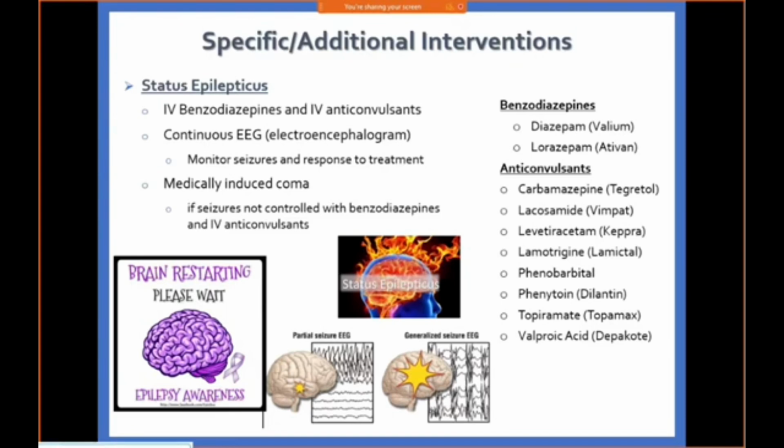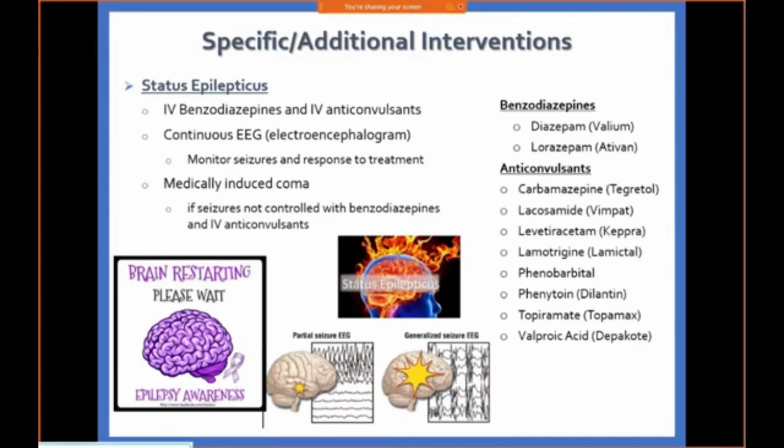And this is where they will coat their brain with electrodes and actually be monitoring the patient for about 24 hours during and after that status, measuring their brain waves to see what's going on with that patient. If they cannot control the seizures with benzos and anticonvulsants, they may do the medically induced coma, which is the phenobarbital and paralytic coma. Because again, status epilepticus, a constantly firing brain is going to become inflamed and swollen.